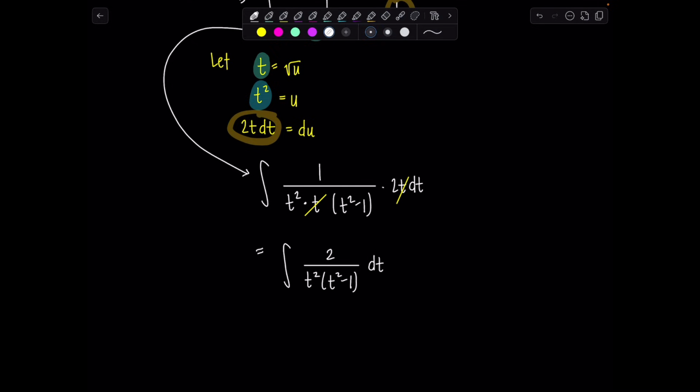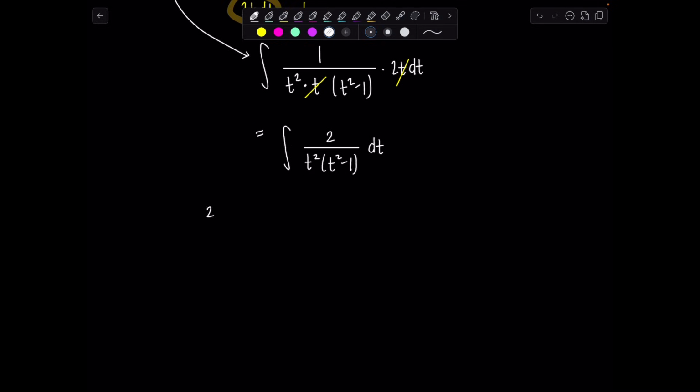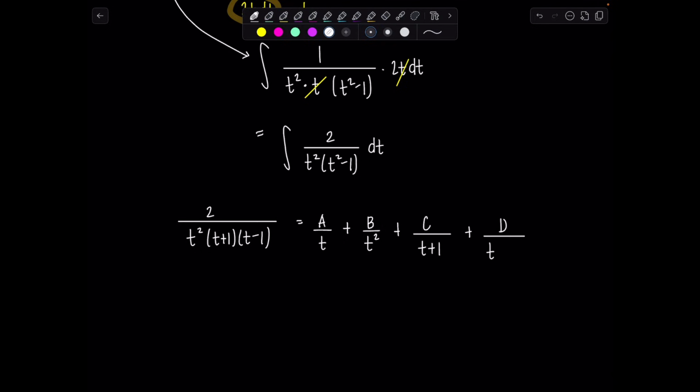Can we find the partial fraction decomposition now for the integrand? We sure can. So we have 2 over t squared, that's a repeated linear factor, and then t squared minus 1 factors further. So make sure you factor it, t plus 1, t minus 1. So the decomposition will have the form a over t plus b over t squared plus c over t plus 1 plus d over t minus 1.